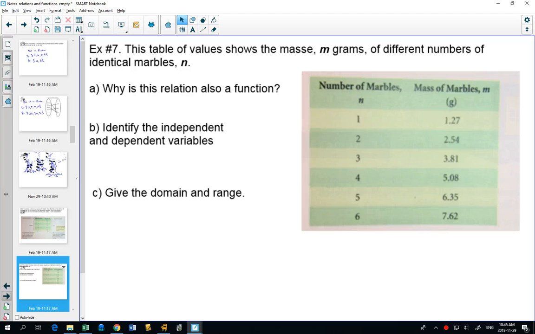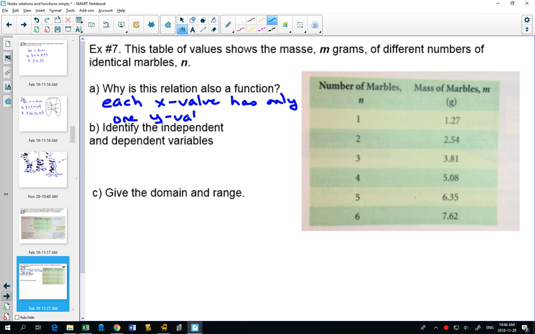This table of values shows mass, m grams, of different numbers of identical marbles. Super exciting. So one marble weighs 1.27 grams. Two marbles, 2.54 grams. And so on. Why is this relation also a function? Each x value has only one y value.